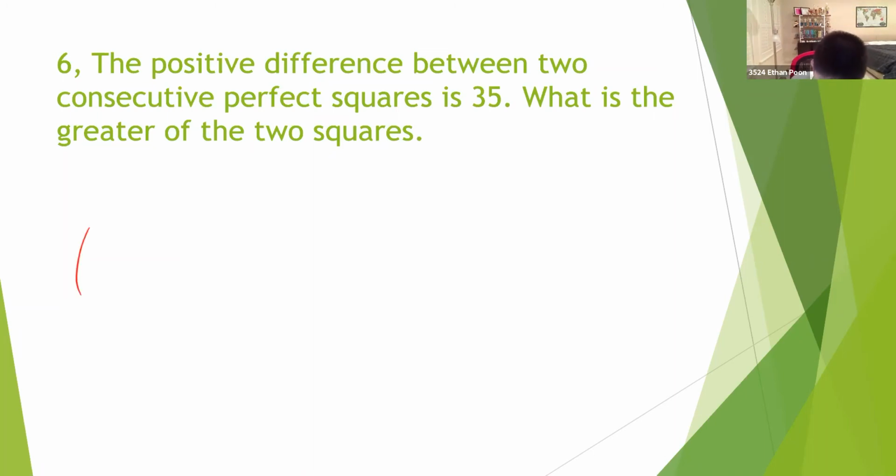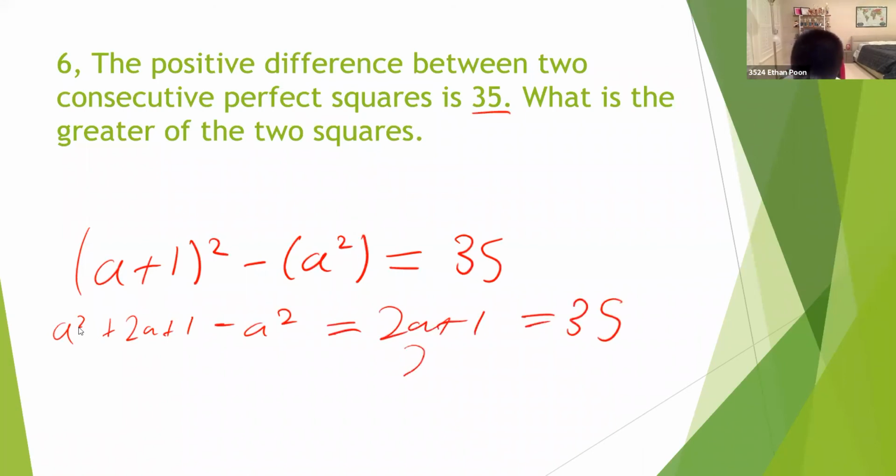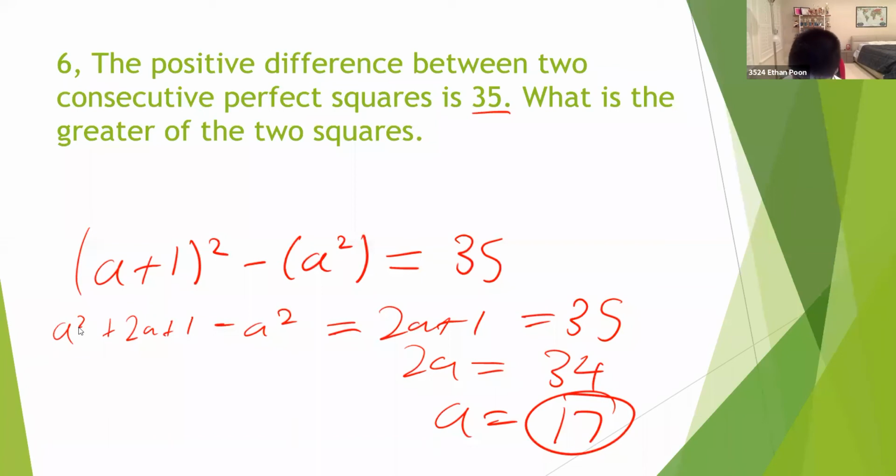Since we're dealing with two consecutive perfect squares, we're doing (a plus 1) squared minus a squared. This is 35 as set by the problem. And so we write this out. We have 2a plus 1 equals 35. And then we get 2a equals 34 and a equals 17. Wait, that's not the answer. I don't know why I circled that. So a is the smaller number. So a plus 1 is the greater number, and it is 18. The answer is 18. I don't know why I circled 17.